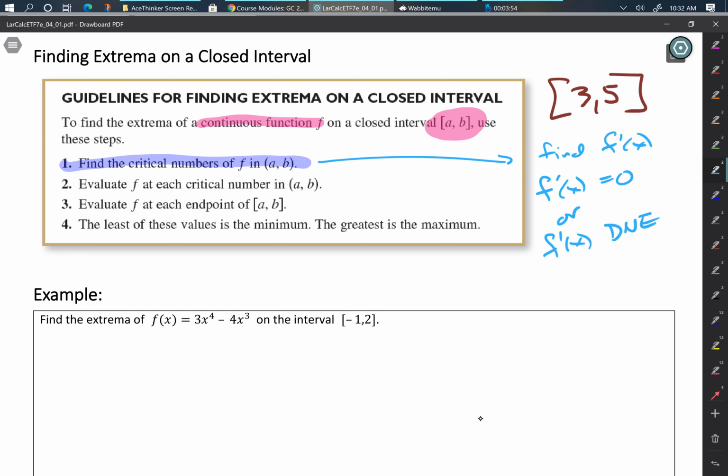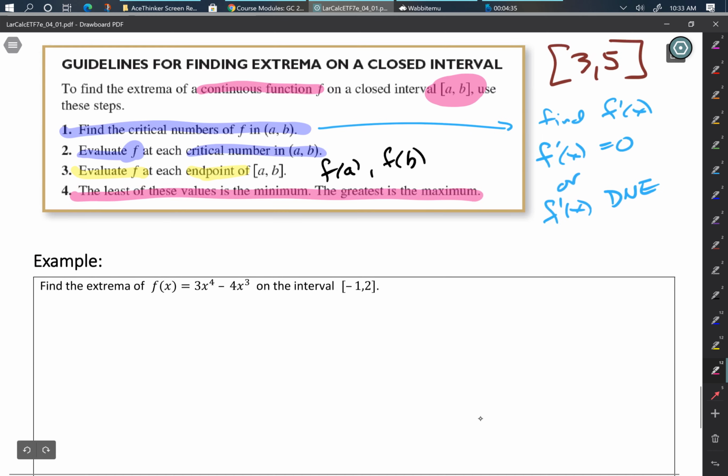Then once we've found all those critical numbers, we will evaluate the original function f at each of those critical numbers. Then we'll evaluate f at each endpoint, a and b, so that means find f of a and also find f of b. And then we get to look at all those numbers and figure out which one is the biggest y value, that's your greatest or maximum, and then find which one is the smallest, your minimum value. Okay, so those are our steps. It looks simple because it's only 4, but really there's a lot in here.